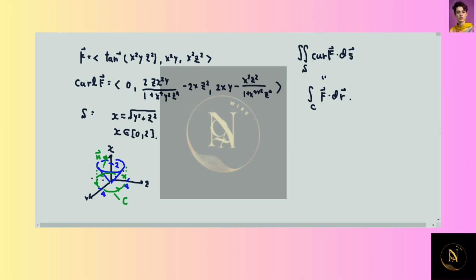And when I do the parameterization, r is simply equal to, X is equal to 0. I can choose Y to be 2 cosine theta, Z to be 2 sine theta.